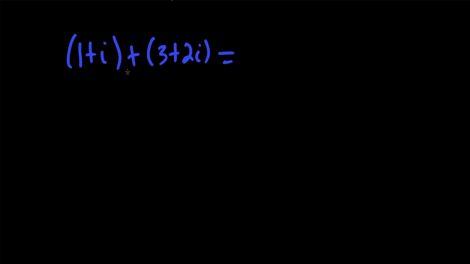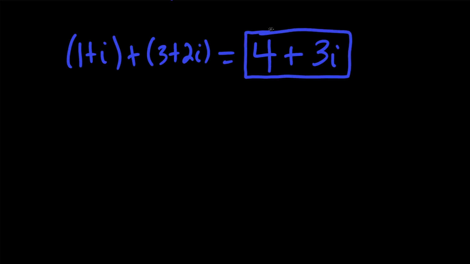So the real part of 1 plus i is 1, and the real part of 3 plus 2i is 3. So we're going to do 1 plus 3 is 4, and this is going to be the real part of our solution. So we have 4. Now let's go ahead and add the imaginary parts. So we have 1i plus 2i, and that's going to give us 3i. So 4 plus 3i is the solution to this addition problem.